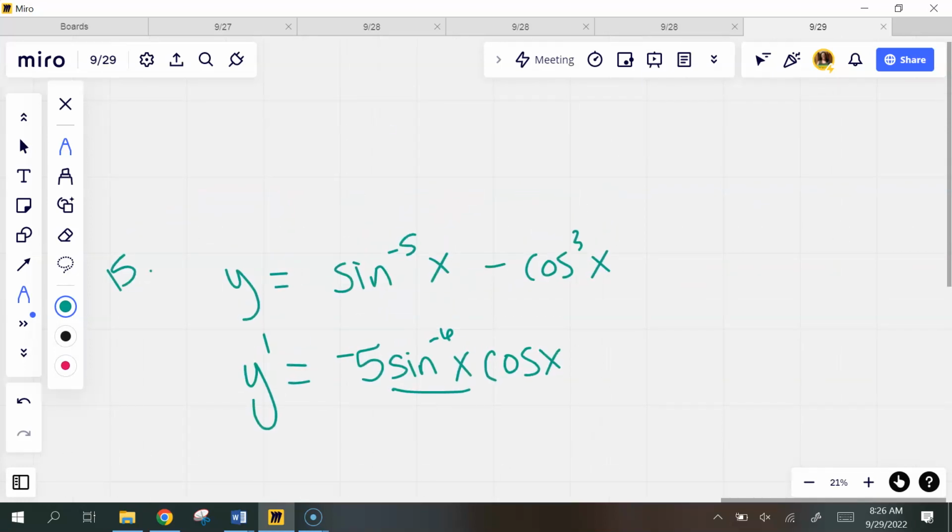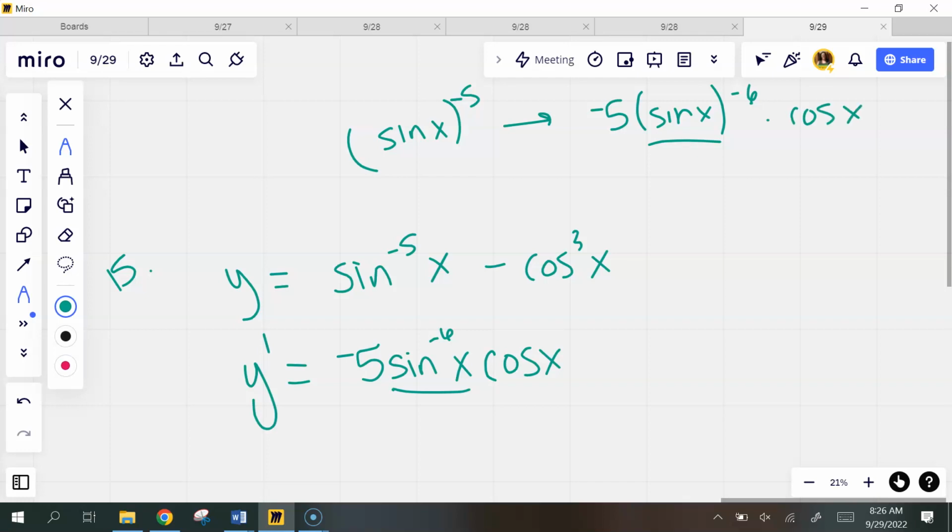It's a little easier to see if it looks like this, right? Because then I do the power, so that's -5 sine x to the -4 or -6. Now I need to do the derivative of the inside, which is cosine x. So it's a little easier to see if the exponent's outside instead of inside like that. And then same thing with cosine, so -3 cosine squared x, but then I need the derivative of cosine, which is negative sine.